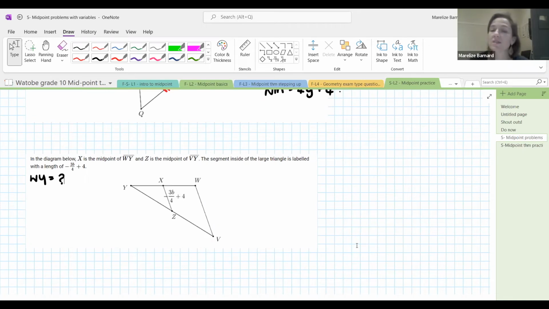The question is just like the one we just did. We are just finding an expression now for W. Oh, it's not WY. What am I saying? It's WV. I thought that was the Y instead of the V. WV.